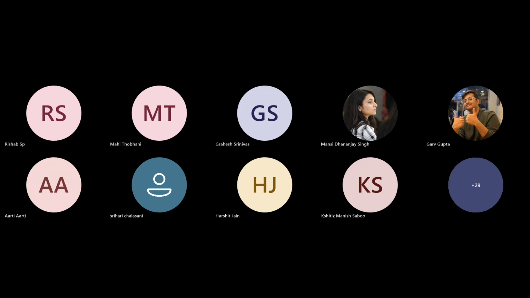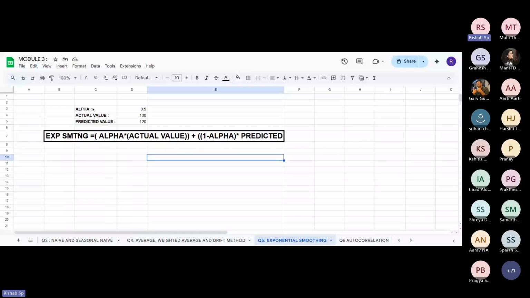So in the question, you will get these three values. You will get an alpha, you will get an actual value, you will get a predicted value. So what you're going to do is that there is an equation for exponential smoothing, which is alpha into actual value plus 1 minus alpha into predicted value.